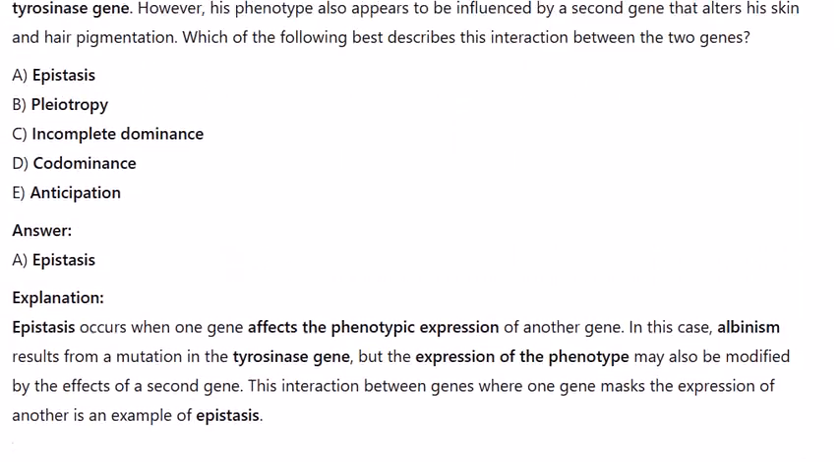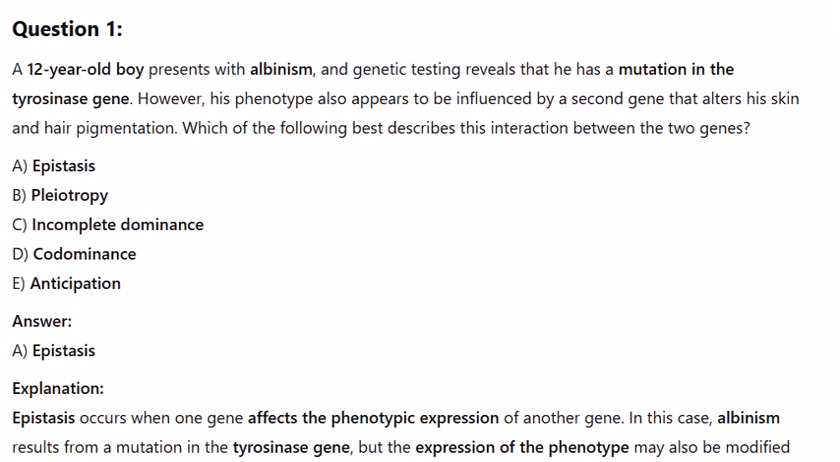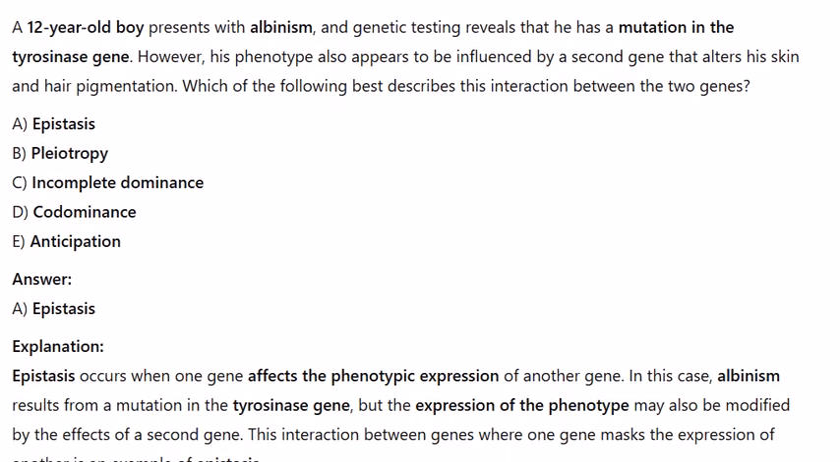Here are 3 high-yield USMLE-style questions focused on the genetic terms epistasis, aneuploidy, and dominant negative mutation. Question 1. A 12-year-old boy presents with albinism, and genetic testing reveals that he has a mutation in the tyrosinase gene. However, his phenotype also appears to be influenced by a second gene that alters his skin and hair pigmentation. Which of the following best describes this interaction between the two genes?